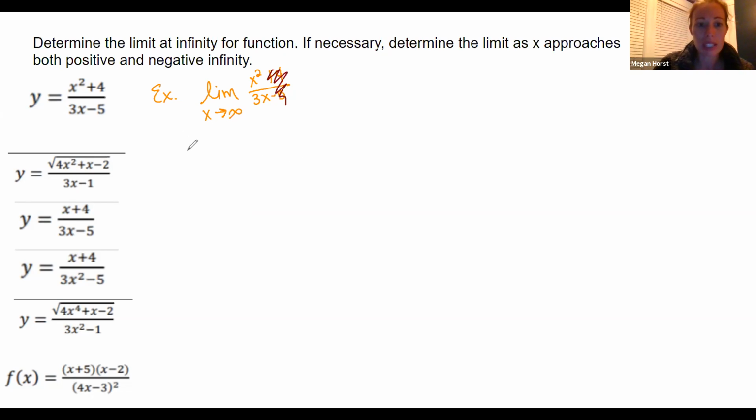So I'm going to rewrite this limit as the limit as x goes to infinity of x squared over 3x. What I did was just take the leading terms: the largest degree term in my numerator and the largest degree term in my denominator. Now I notice that I can do some canceling. I have an x squared and an x, so this cancels down to a 1. I'm left with the limit as x goes to infinity of x over 3.